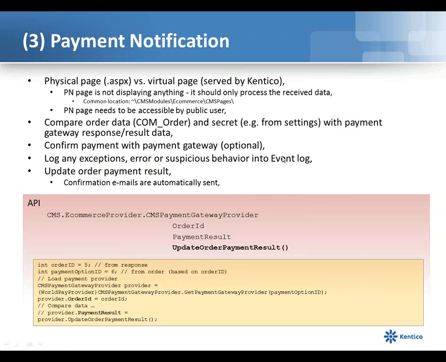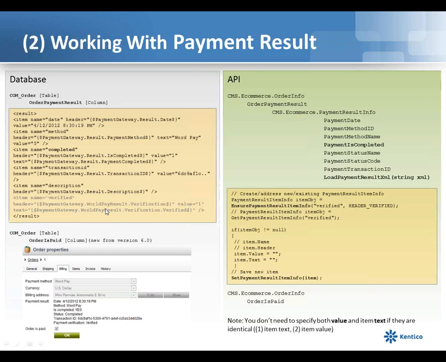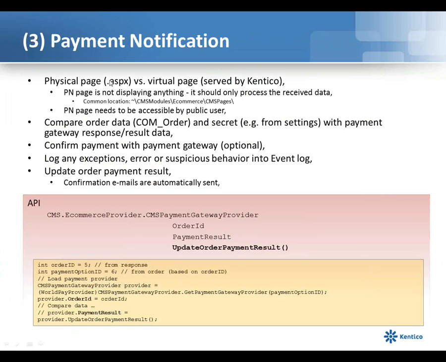All right, now let's talk about the payment notification. So again, what we want to do within the payment notification page is actually get the result from the payment provider and then update the order information or update the result of the payment operation. So let's take a look at what we would like to do in here. So first of all, we need to decide whether the payment notification page would be a physical page on a file system or a virtual page somewhere stored in a content tree.